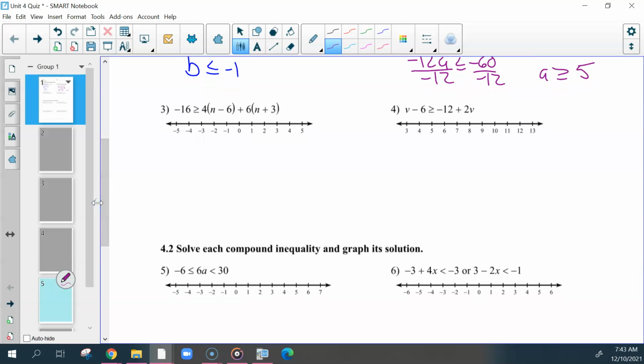Number 3, you needed to distribute twice. So you have 16 is greater than or equal to 4n minus 24 plus 6n plus 18. Some of you combined your terms, some of you started moving the 24 and 18. Either way, that part doesn't matter, as long as you did it correctly. So this would be 10n and minus 6.